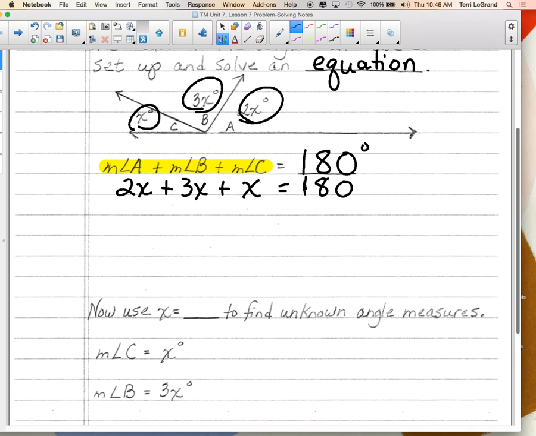Anybody see something they think we could do to simplify that algebraic expression over there on the left side of the equation? Danny, anybody think they see something we could do? What are those terms called? I think there's a name for 2x and 3x and x in this situation. What are they called?